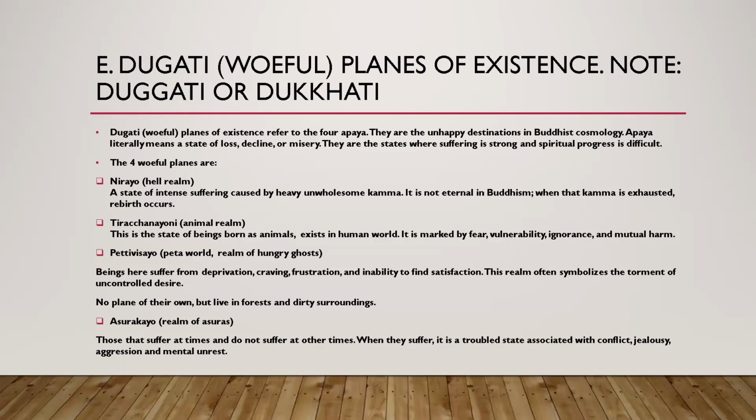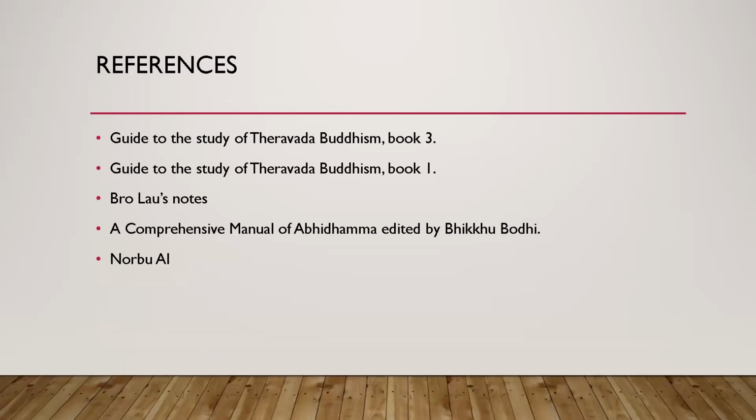The last is Asura Kaya, the realm of Asuras, those that suffer at times and do not suffer at other times. When they suffer, it is a troubled state associated with conflict, jealousy, aggression, and mental unrest. So these are the references.